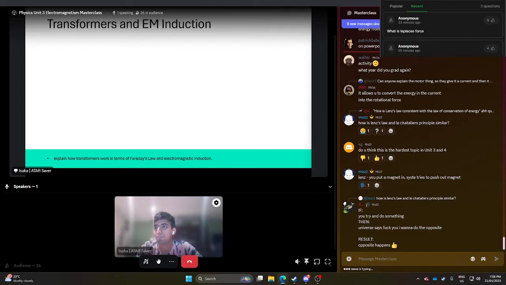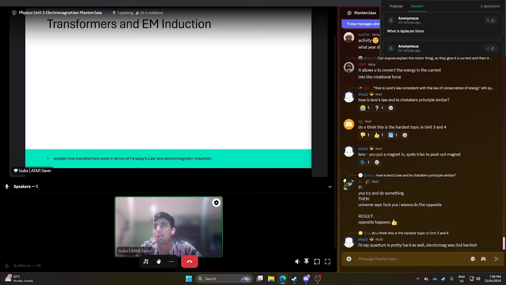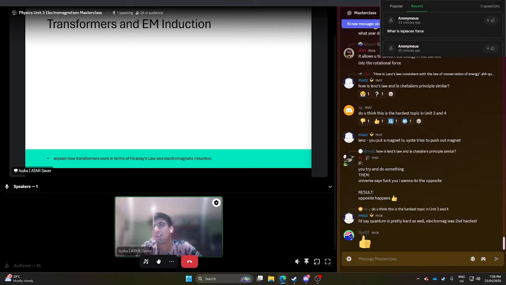So yeah, exactly, it's basically what Dish says. For generators, it allows you to convert the rotational force into a current.